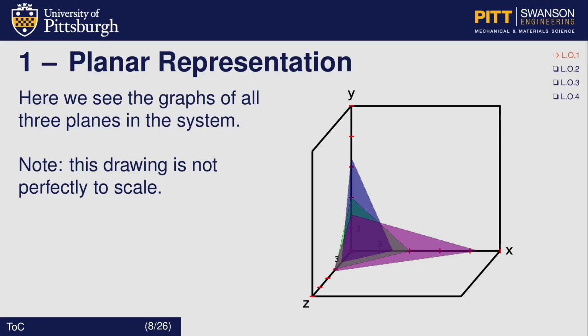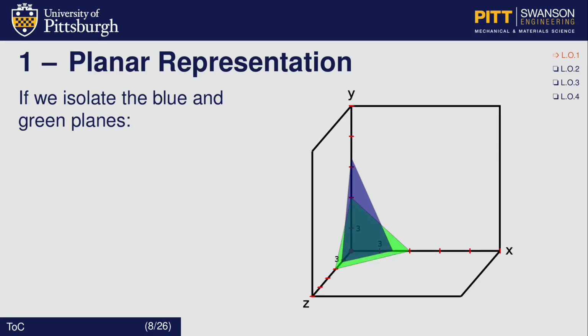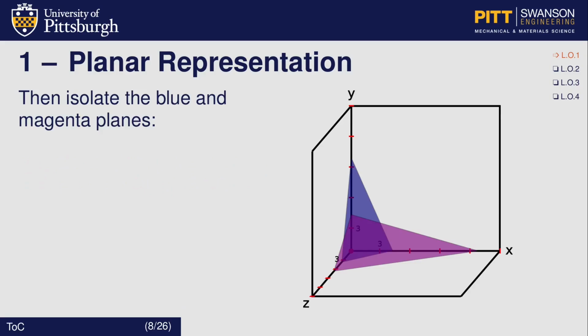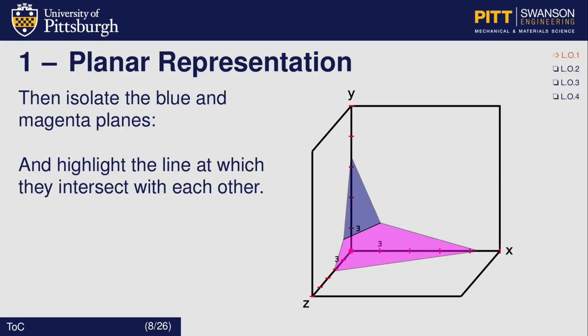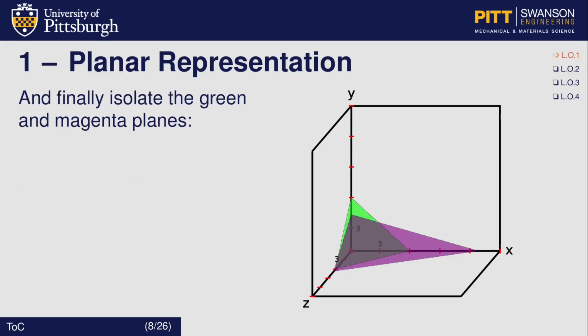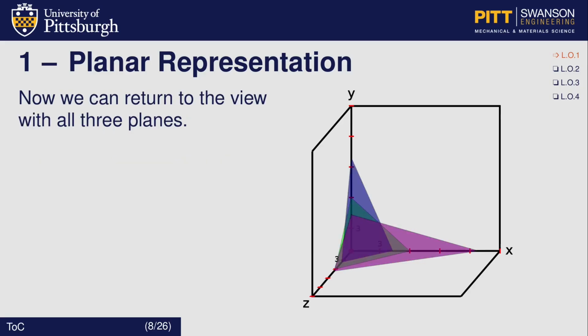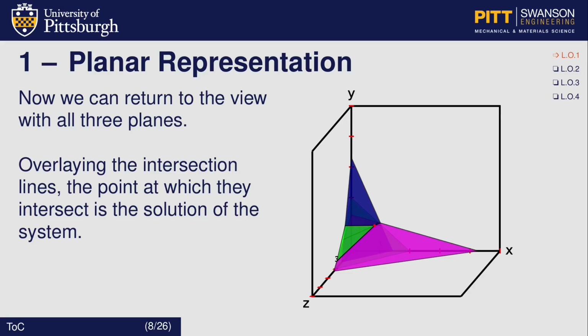Now, this representation is harder to interpret than the two-dimensional case, so let's break it down a little bit. We remove the magenta plane so that we can just see the blue and the green planes now. Then we highlight the line at which they intersect with each other. Now, if we do the same with the blue and the magenta planes, we again highlight their line of intersection, and finally do the same with the green and magenta planes, highlighting their line of intersection. If we return now back to the view with all three planes and break it up by their corresponding overlaps, we see a singular intersection point, which represents the solution to the system of equations.